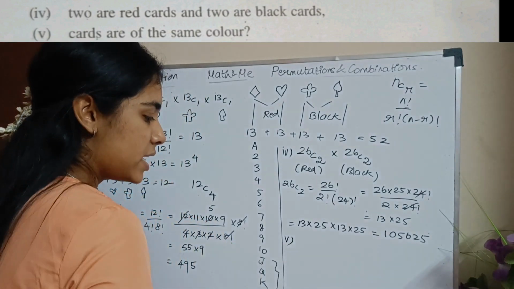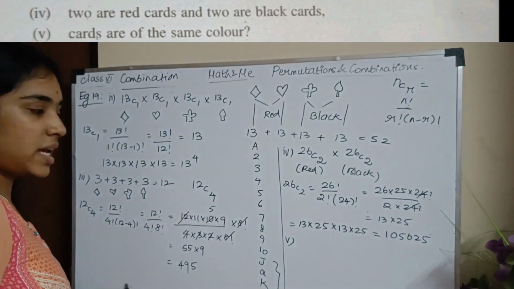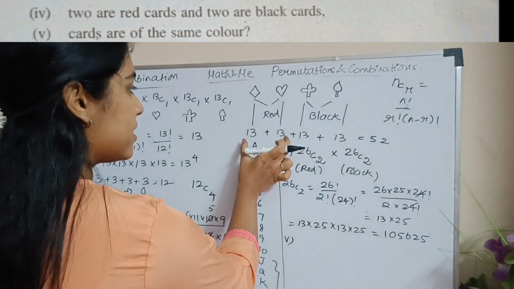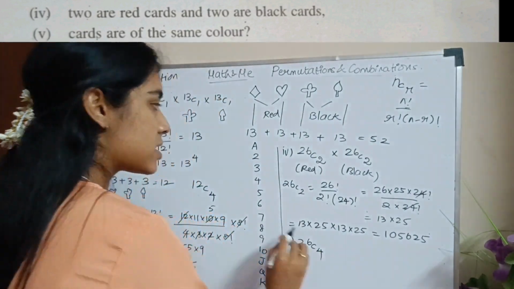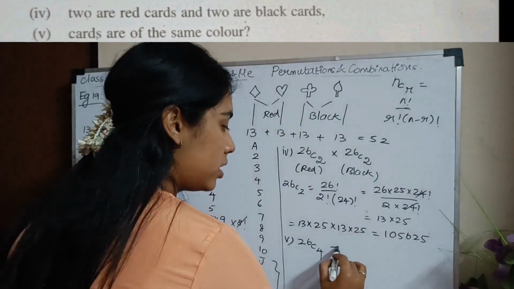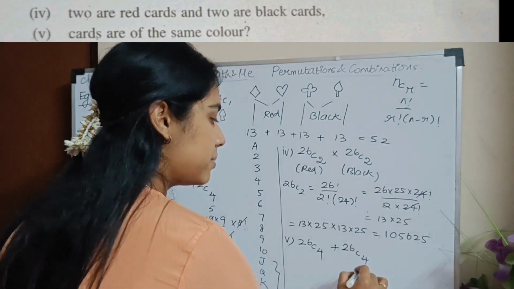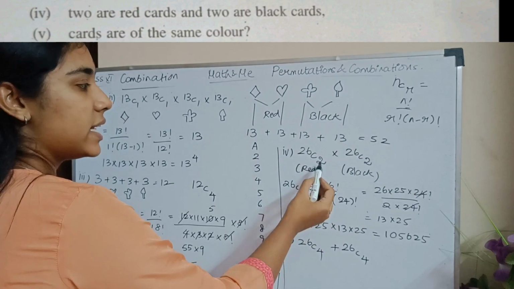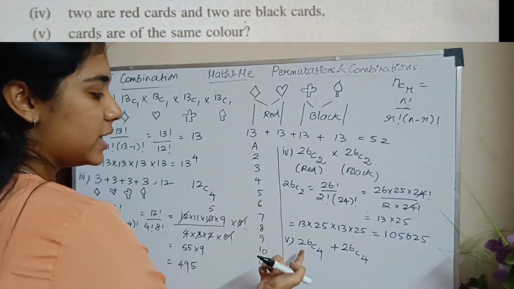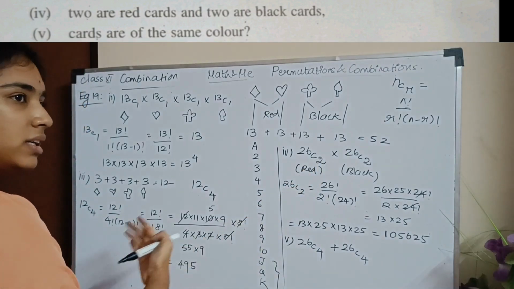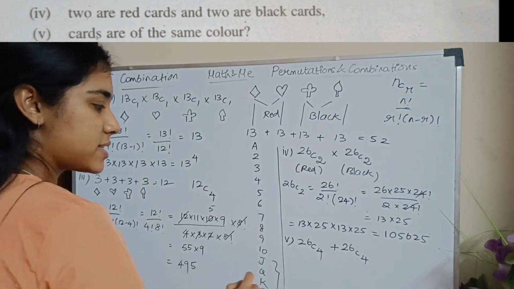Last subsection. Cards are of the same color. What does same color mean? I can either have red or black. So I am choosing 4 cards from my red, or I can choose 4 cards from my black. Okay, it is quite different. In the previous case, among the 4 cards, 2 are red and 2 are black. In this case, either all 4 cards are red or all 4 cards are black. Okay, so that is the difference.